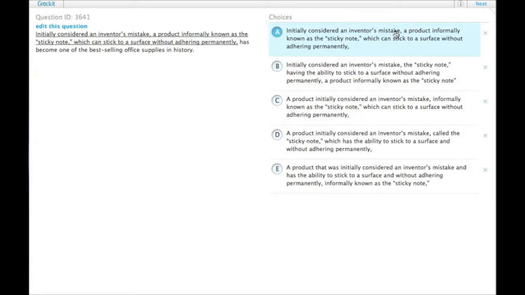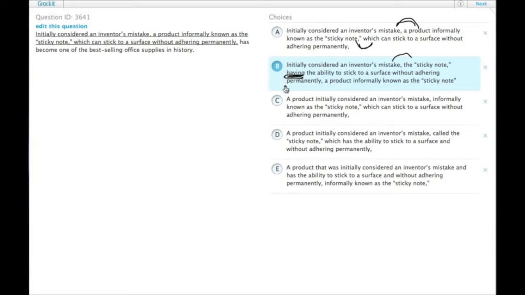So we have an inventor's mistake, and then a product informally known as, so the mistake is the product. The sticky note, which can stick to a surface. So choice A is actually looking pretty good. B, inventor's mistake, the sticky note, having the ability to stick to a surface without adhering permanently.